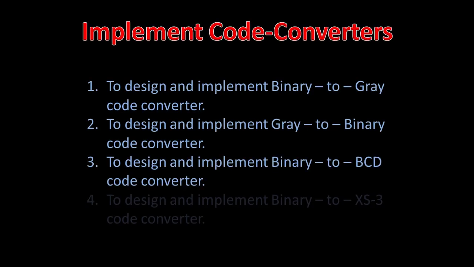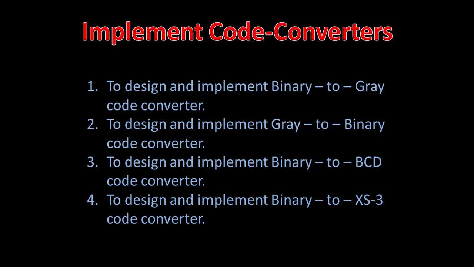So today we'll be implementing code converters. We'll be doing these four circuits. The first is to design and implement a binary to gray code converter, then a gray to binary code converter, then binary to BCD, and finally a binary to XS3 code converter. First I will explain each and every code converter, and then we'll implement using SimulIDE.